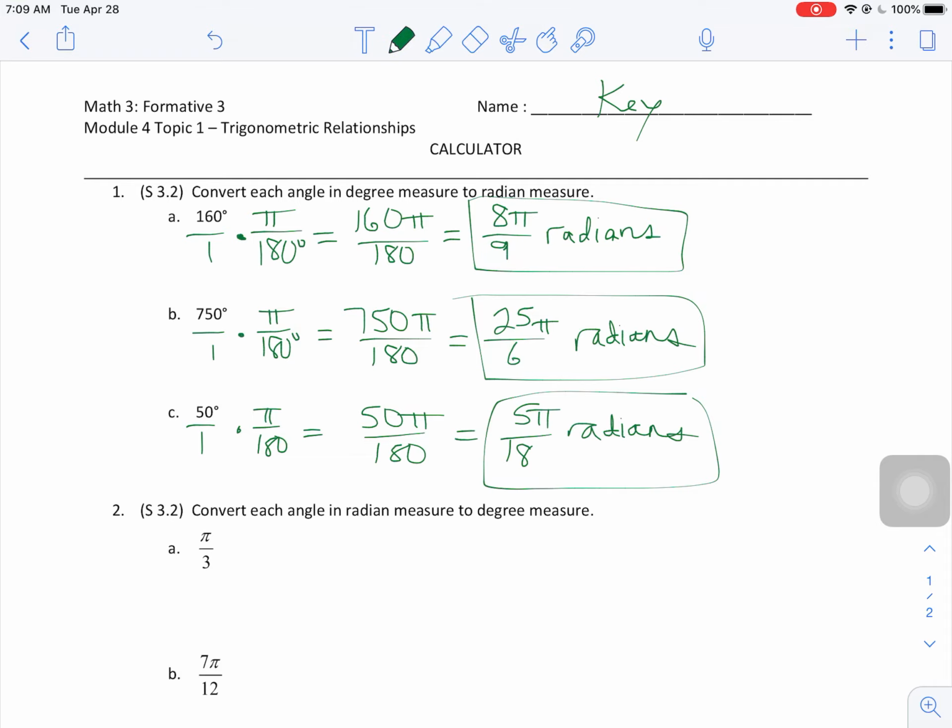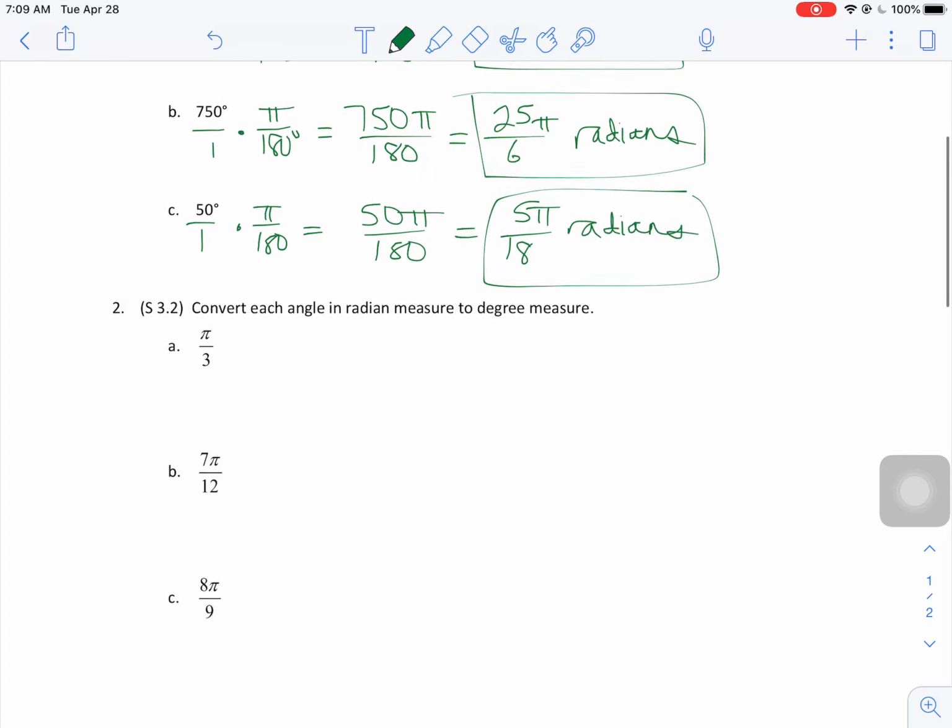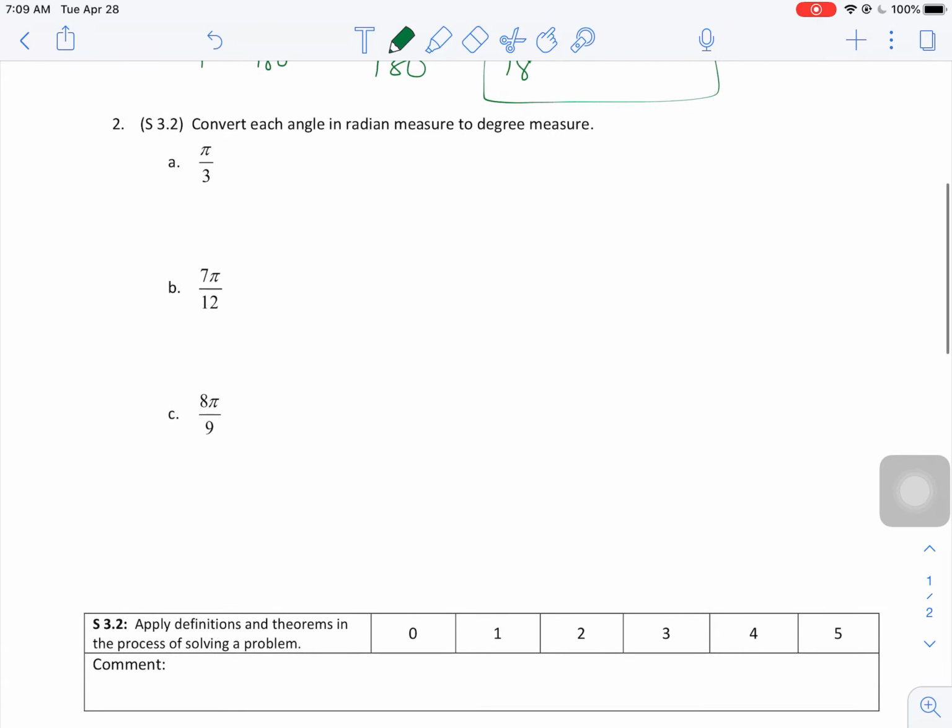On number 2, we're converting each angle in radian measure to degree measure. So this should be the reverse. Since I'm starting in radians and I want to end in degrees, I want the 180 degrees to be in the top of the fraction, and then the pi should be in the bottom. If you want to cross cancel at the beginning, you can, or you can reduce at the end. Either way works just fine. I'm going to go ahead and just multiply across the top and bottom and reduce at the end.